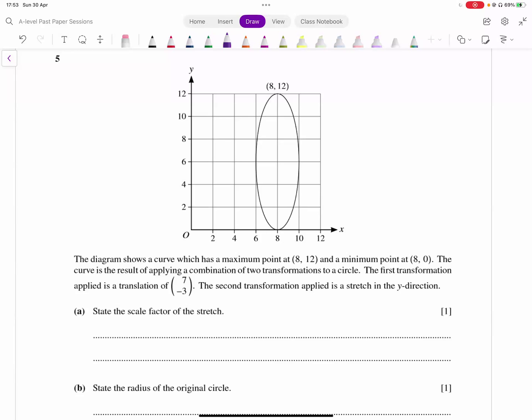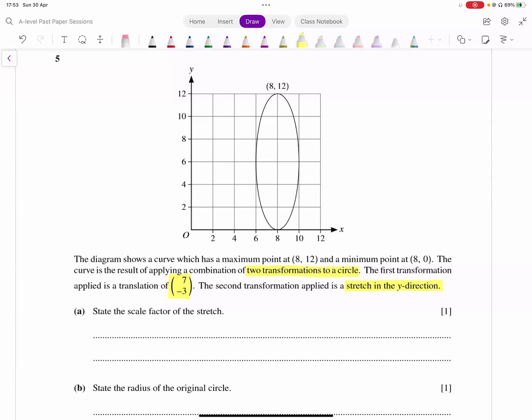Okay, आपको डायग्राम नजर आ रही है और ये रिजल्ट है दो ट्रांसफॉर्मेशंस अप्लाई करने का. So this is the final result that you're getting after that. वो कौन सी दो ट्रांसफॉर्मेशंस हैं? The first transformation is a translation of 7, minus 3. And the second transformation is a stretch in the y direction. Stretch in the y direction, right?